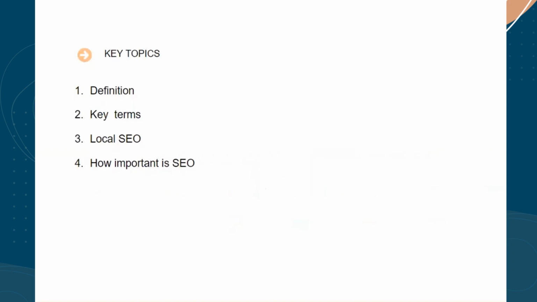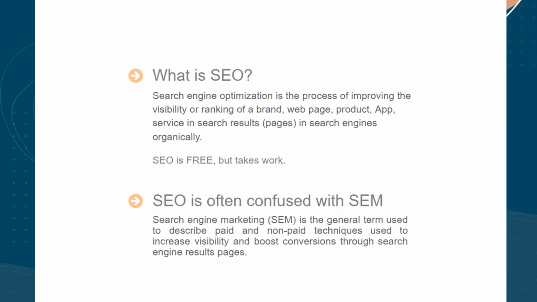The key topics that we're going to look at today are the definition of SEO, the key terms that you got to know about search engine optimization. We'll talk a bit about local SEO. We'll talk about the importance of SEO. We'll talk about how to rank higher in search engines, and then we'll take a few questions, and God willing, we will close. So, what is SEO?